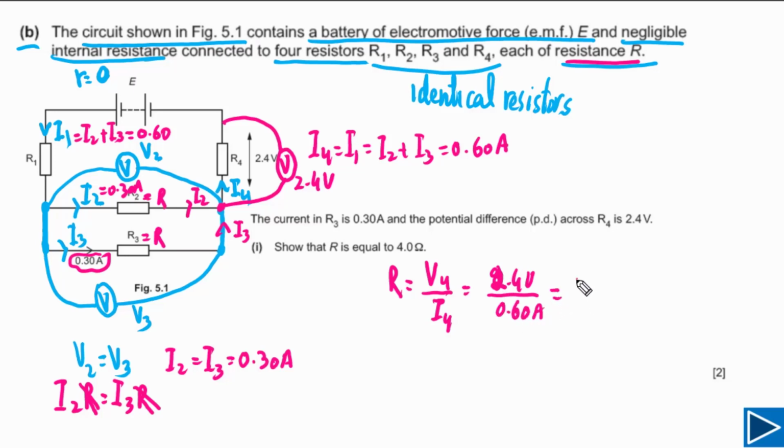So our final answer in this case will be equal to 4.0 ohms. That's what the question was asking us to show. So this is our final answer. This question has 2 marks, and the first mark is if you have got this value of I, and this is the B mark. So you will get the B mark if you have got I4 is equal to 0.60 amps, and the second mark is the answer mark if you have got the right value of resistance. So you will get 2 marks.